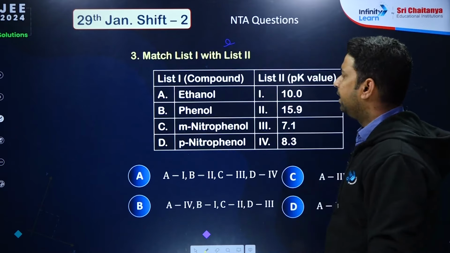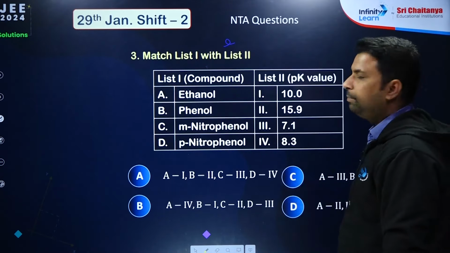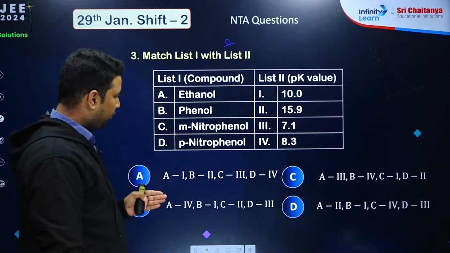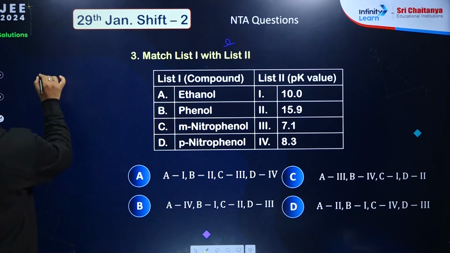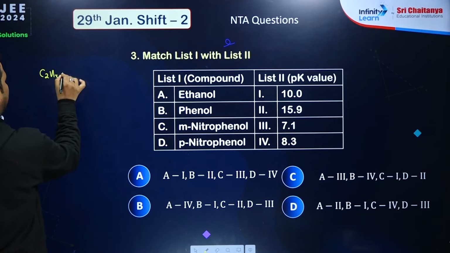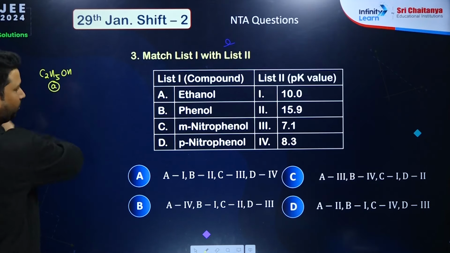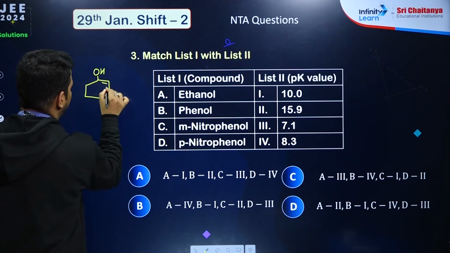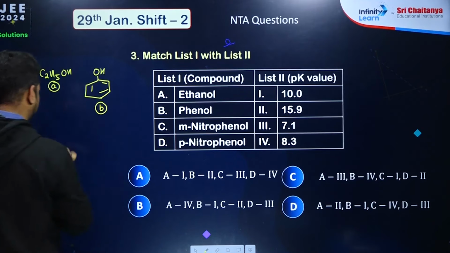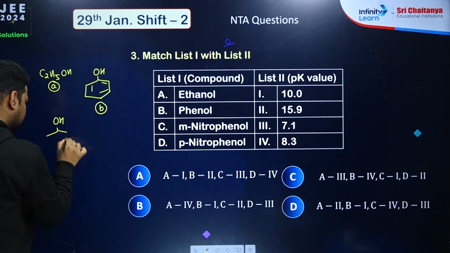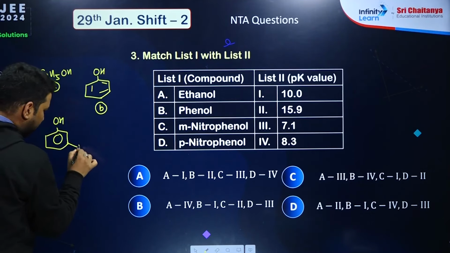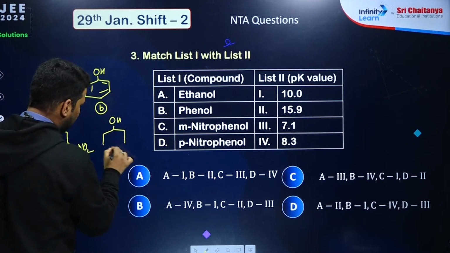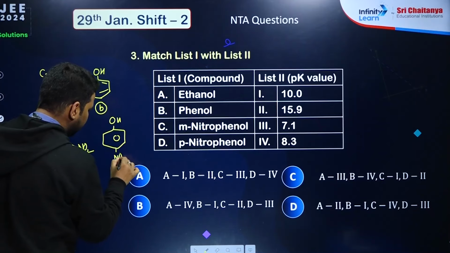Moving to the next question, again a very easy question based on acidic strength and basic strength. Ethanol, phenol, meta-nitrophenol and para-nitrophenol. Let me draw the structure. C2H5OH is A. Then phenol, where OH is connected to benzene. This compound is called phenol. Let's say B. Meta-nitrophenol: at the meta position an NO2 group has to be attached to the OH. Para-nitrophenol: at the para position the NO2 group should be there.